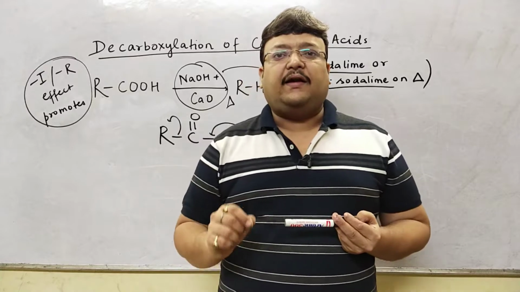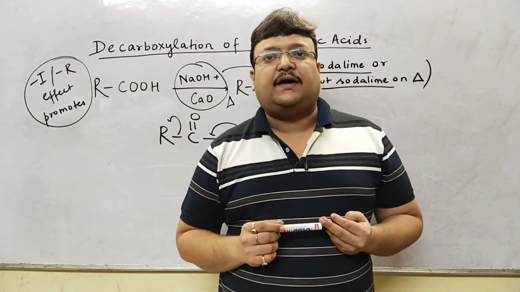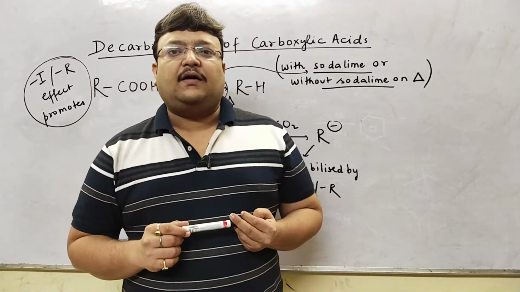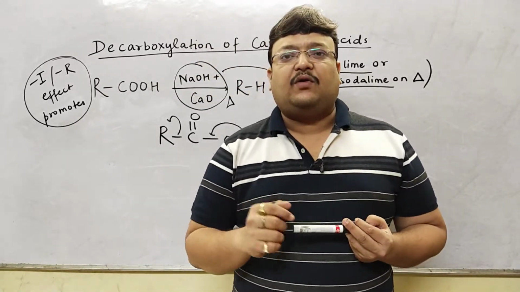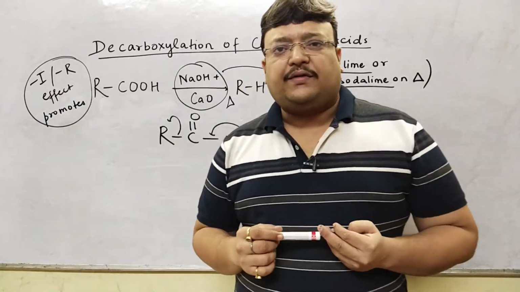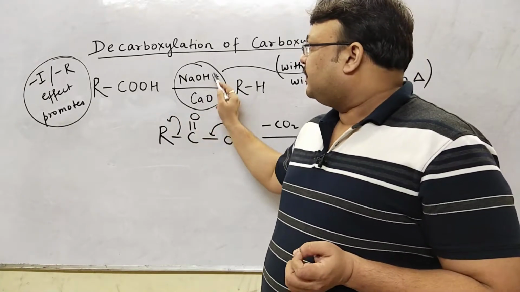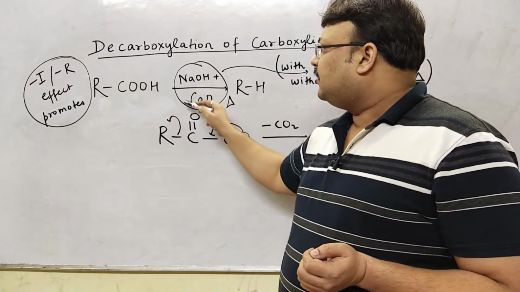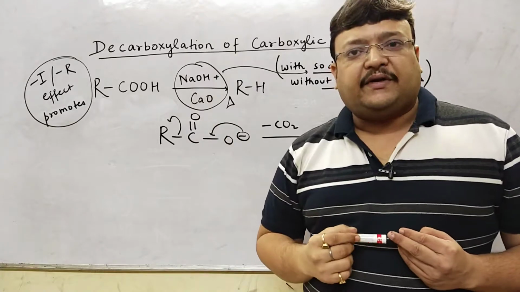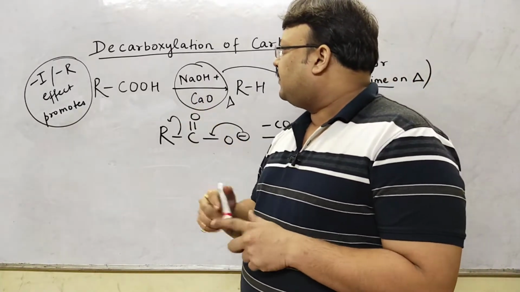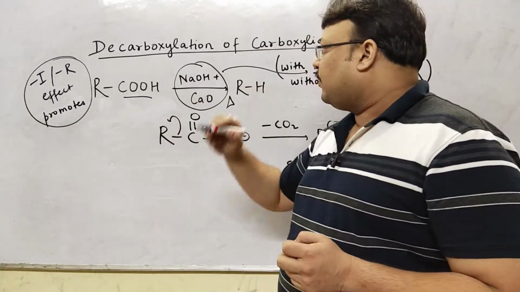Naturally, decarboxylation means loss of carbon dioxide, and it will be most relevant for carboxylic acids, compounds having the COOH group. So I've written a basic equation here. You find an acid with a mixture of NaOH and calcium oxide, which is very popularly called soda lime mixture, losing carbon dioxide to become a hydrocarbon.